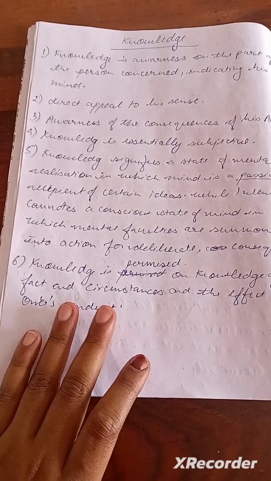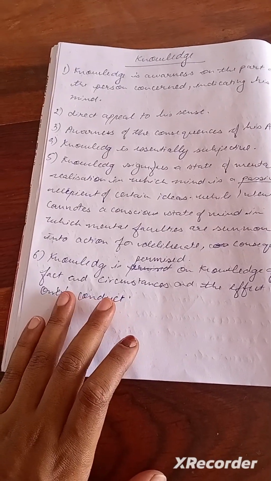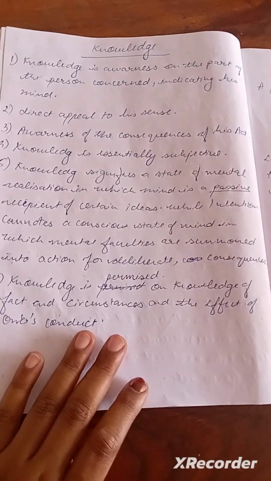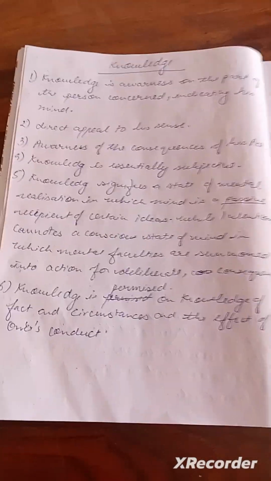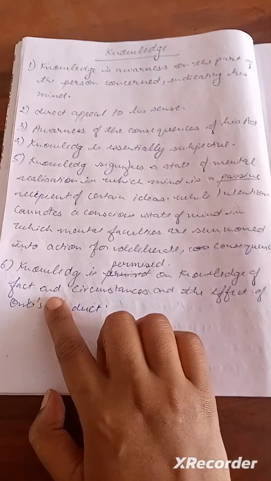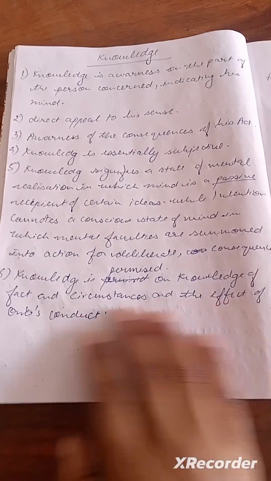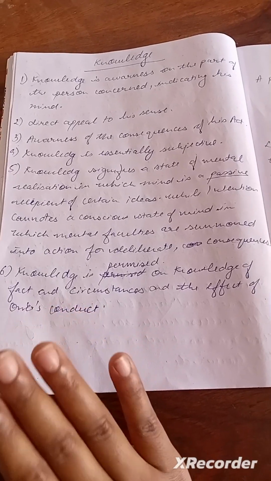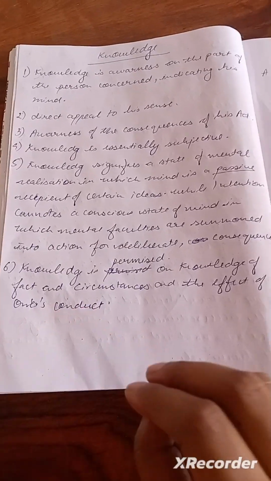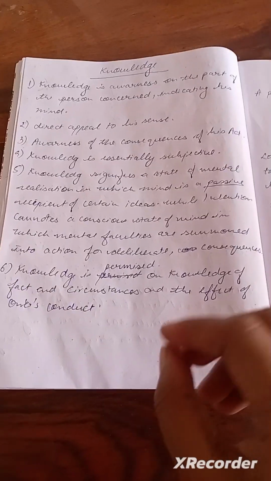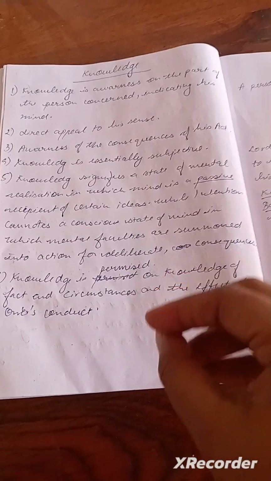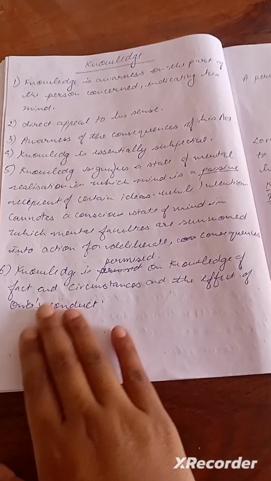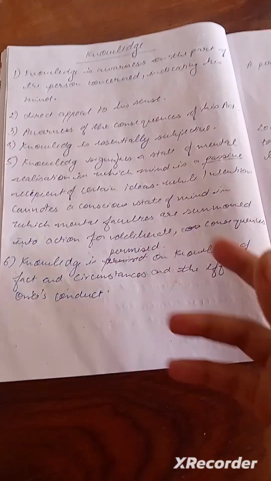Sixth point: knowledge is premised on knowledge of fact, circumstances and effect of one's conduct. So a person who has knowledge, the knowledge will be based on fact and circumstances and the effect of one's conduct. For sure a person knows that it is a fact that if he is going to shoot a person, that could kill a person, that could injure a person. So he has knowledge, and of circumstances also.